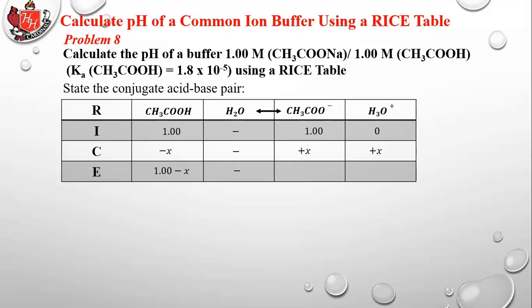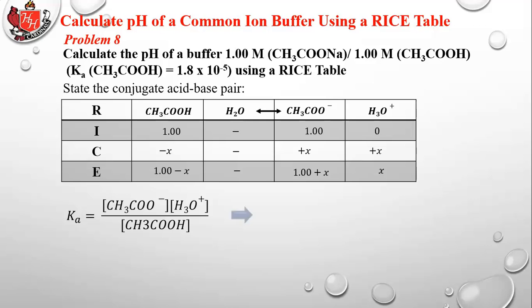1 minus X for the reactant, 1 plus X for the acetate ion, and 0 plus X is X for the hydronium ion. There's the law of mass action written for the formula. Now we're going to plug in the algebraic expressions. There they are. I think this is all becoming routine for you by now, I hope.